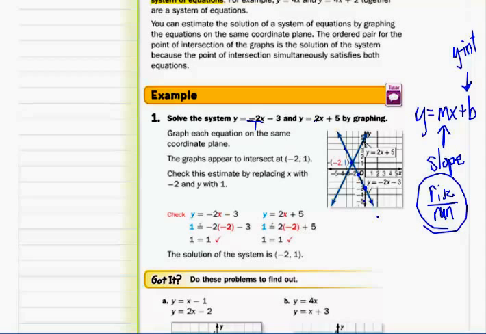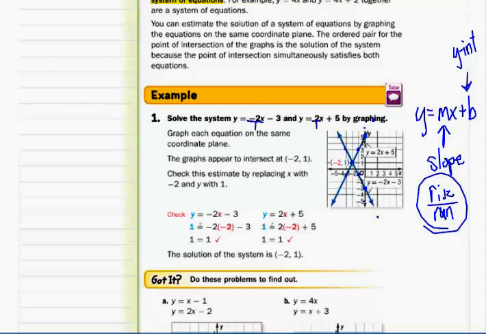And then if I have y equals 2x plus 5, I'm going to start at 5. And it's a positive 2 over 1, which means I would go up 1, 2 over 1. But if you notice, I'm already off the graph here. So I could also start here and reverse it and go down 1, 2, left 1, down 1, 2, left 1.